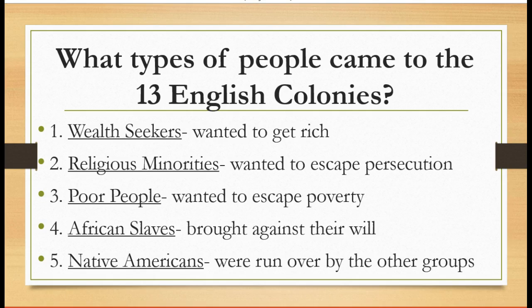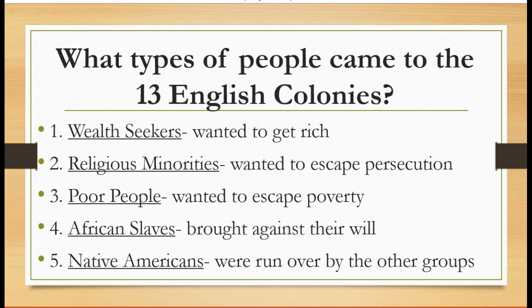The second type of person that came to the English colonies was a religious minority. This would have been something like the Quakers that we have talked about already, or the Pilgrims or the Puritans from the Plymouth colony. Religious minorities wanted to escape persecution, which is when you are treated very badly for your specific religious beliefs.